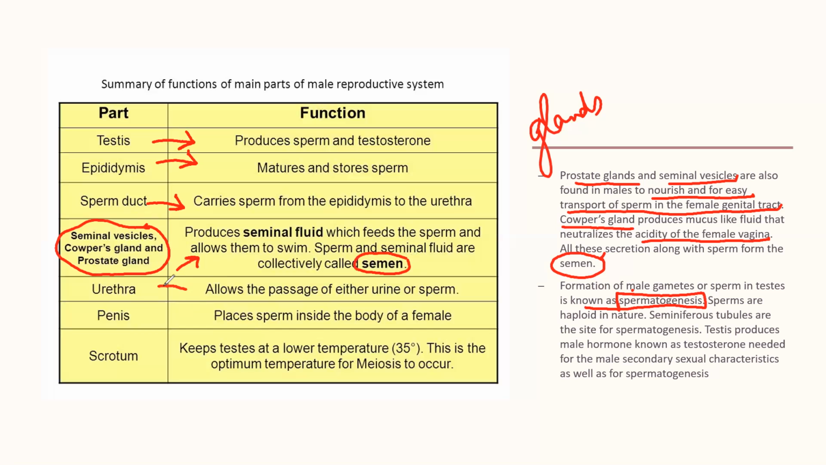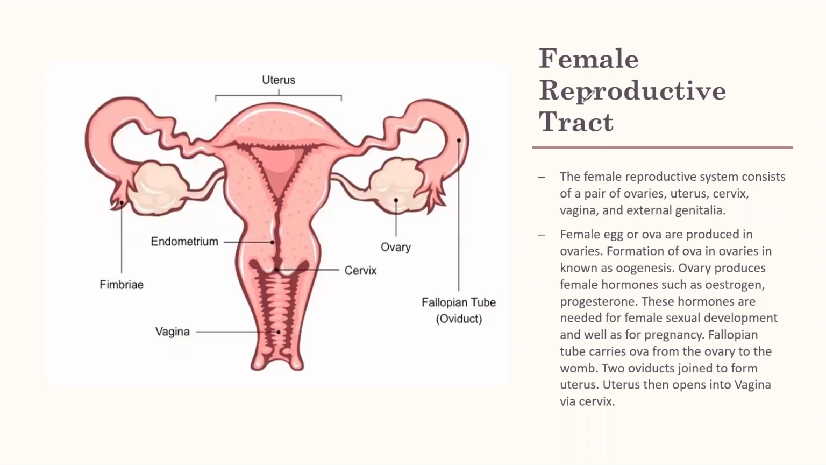Urethra allows the passage of either urine or sperm. Penis places the sperm inside the body of a female. And lastly, scrotum keeps the testes at a lower temperature, around 35 degrees Celsius. This is the optimum temperature for meiosis to occur. That was it about the male reproductive system. Now let's learn about the female reproductive system.